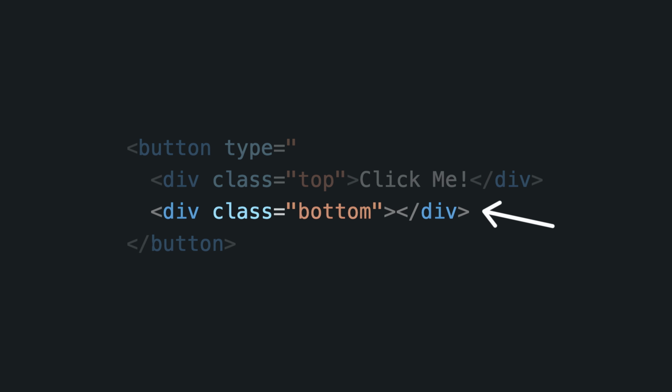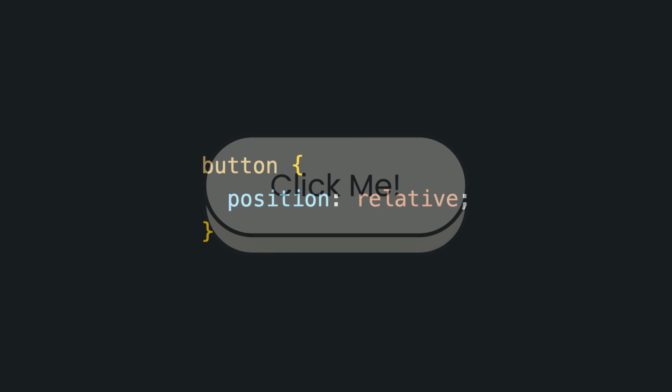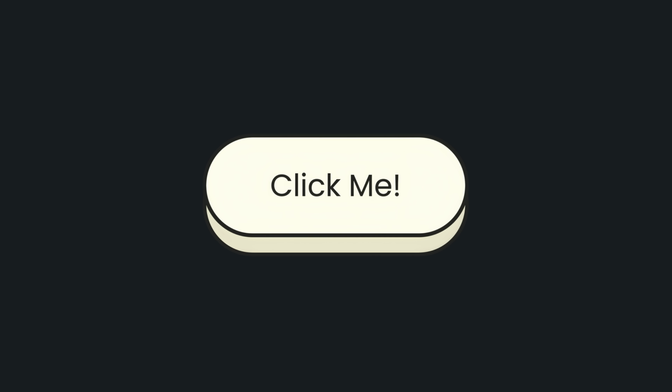Of course, the bottom layer decided to position itself relative to the entire body. To stop that chaos, I just made the button position relative. Now, he's looking better. Then came the tiny detailing lines.